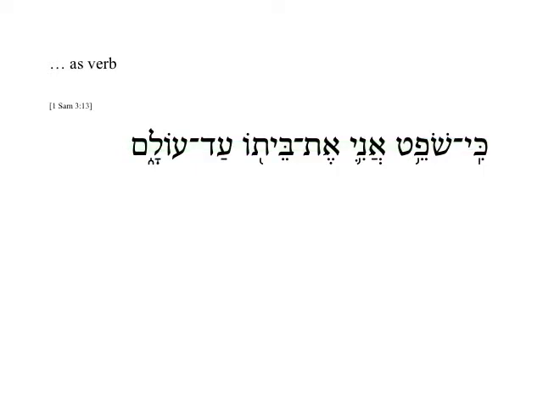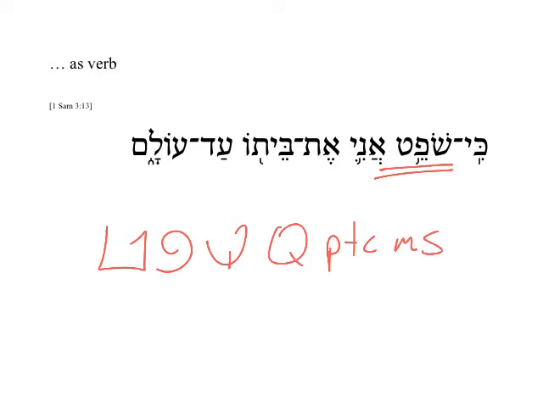And this is the word of the Lord against Eli, for I am judging his house until forever. So notice our normal form, and it's from shin, pe, tet. This is a qal participle, masculine singular. And as we can see, there's a subject supplied. So in this case, it's just the basic idea of judging. For I am judging his house, Eli's house, forever.